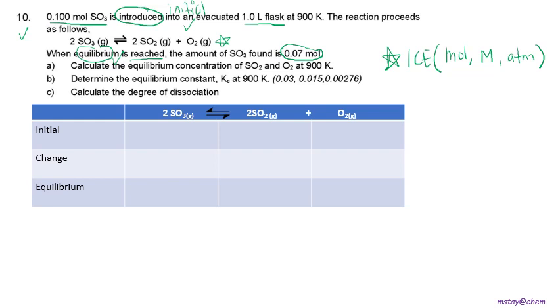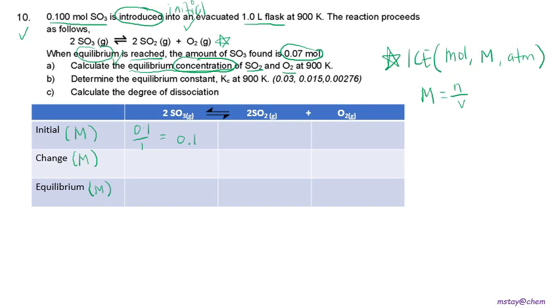So in this case, how are we going to determine which unit we are going to use in the ICE table? Maybe we can refer to question A. Calculate the equilibrium concentration of SO2 and O2. Because the question asks us to look for the concentration, it will be better for the ICE table to have all the information substituted in moles per liter. So now let's calculate the initial concentration for SO3. As we know, molarity is equal to mole over volume. So in this case, the initial concentration of SO3 is 0.1 divided by 1. Because the volume is 1 liter, it will be very easy for us, 0.1.